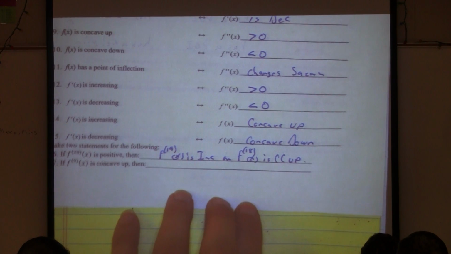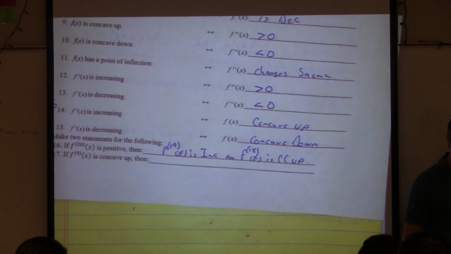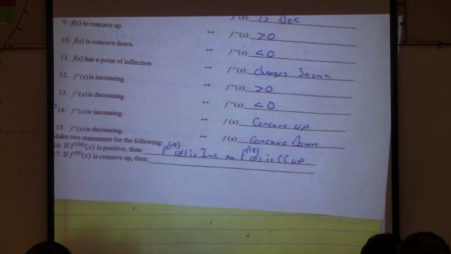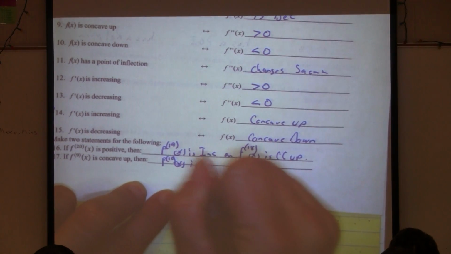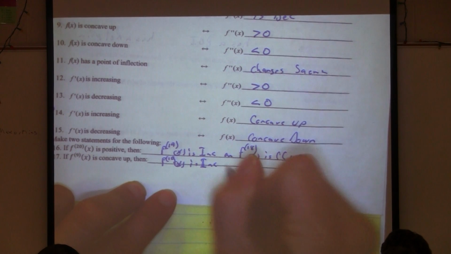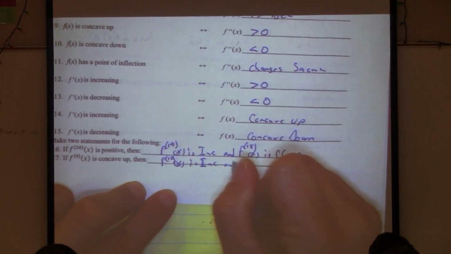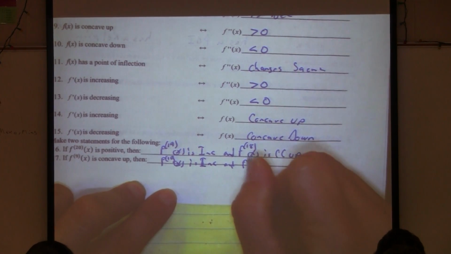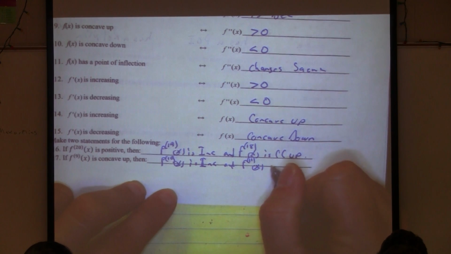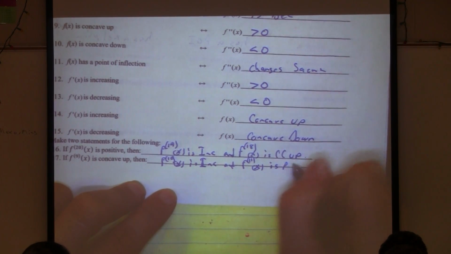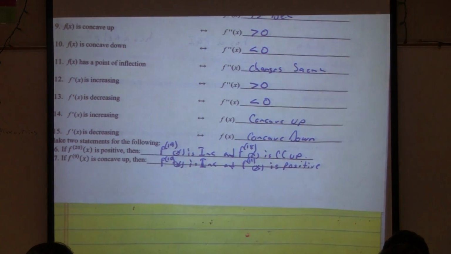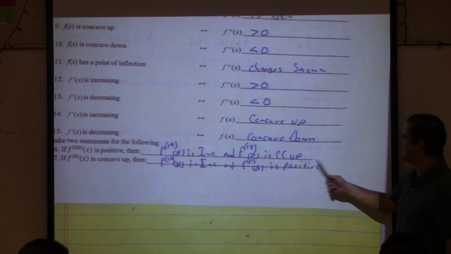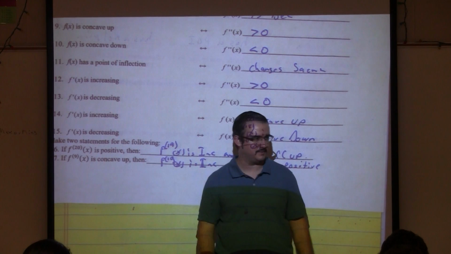How about for the next one? If the 9th derivative is concave up, what 2 things can you say? The 10th derivative is increasing. And the 11th derivative is positive, or greater than 0, is another way of saying that, right? I just put is positive because that's how they write it here.